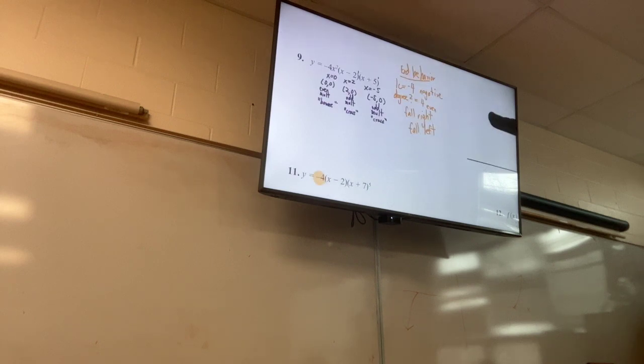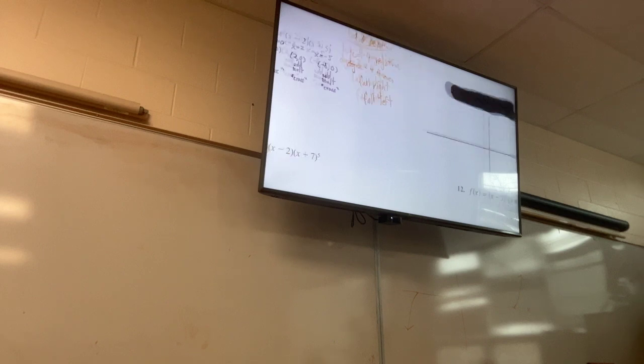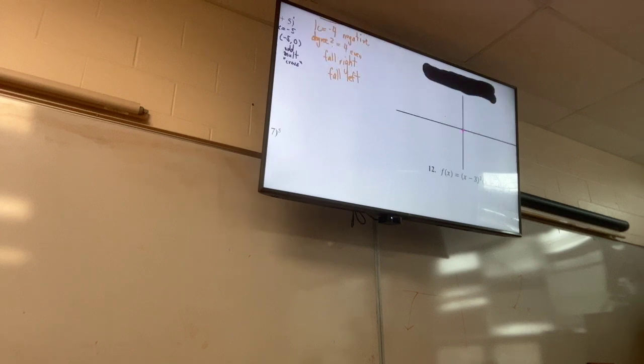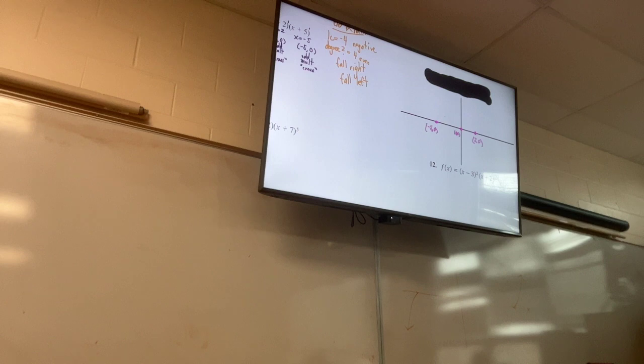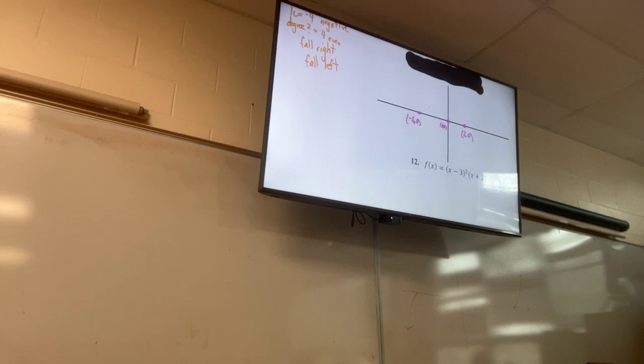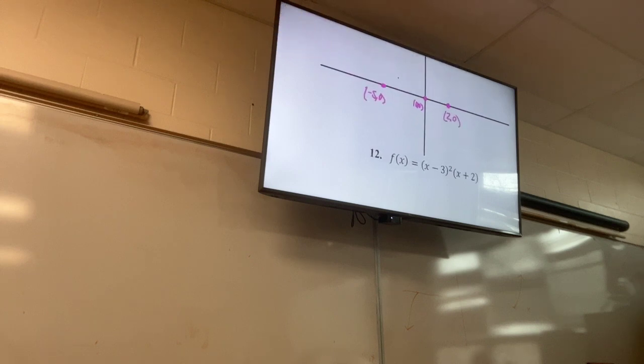So what should I plot first? My zeros. Yeah, so (0, 0), (-5, 0), (2, 0). All right, what do I want to sketch on now? Look at the orange. Fall right, fall left. So where do I draw my arrows? Down on both endpoints.